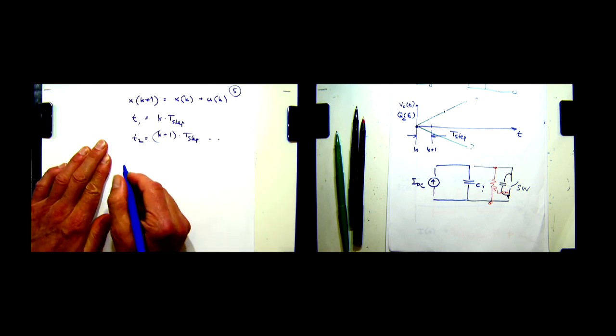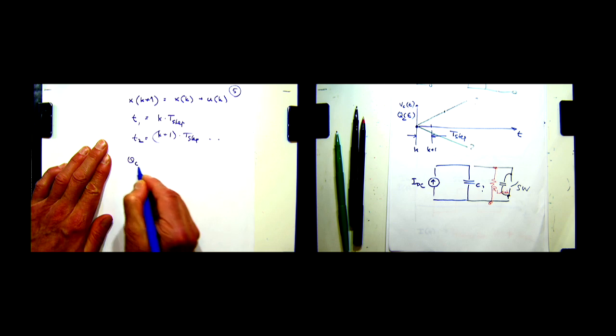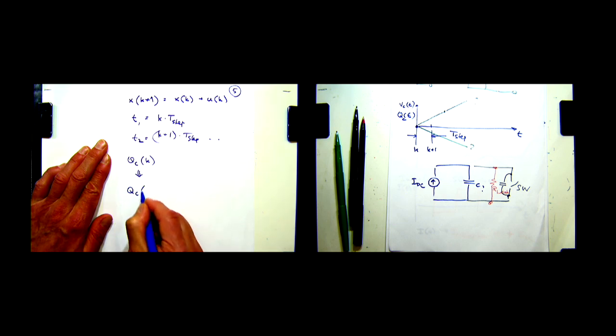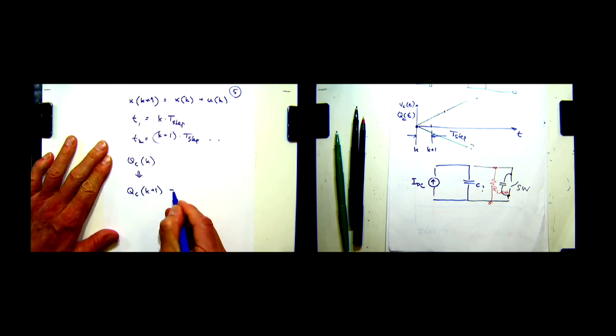So let's say that we knew the charge on the capacitor at time k. We now want to derive an equation that tells us what the charge is on the capacitor at time k plus 1. And again, that time really is k plus 1 times t step. Well, the charge on the capacitor is still going to be there in the next step, plus the charge added by IDC minus the charge removed by this resistor.